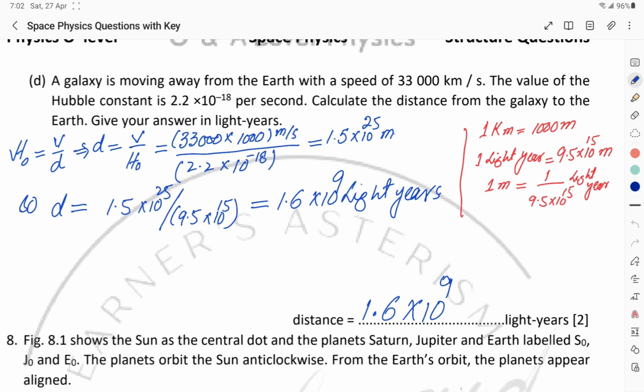As we know, 1 light year is equal to 9.5 × 10¹⁵ meters. For this we divide 1.5 × 10²⁵ by 9.5 × 10¹⁵. Our final answer is 1.6 × 10⁹ light years.